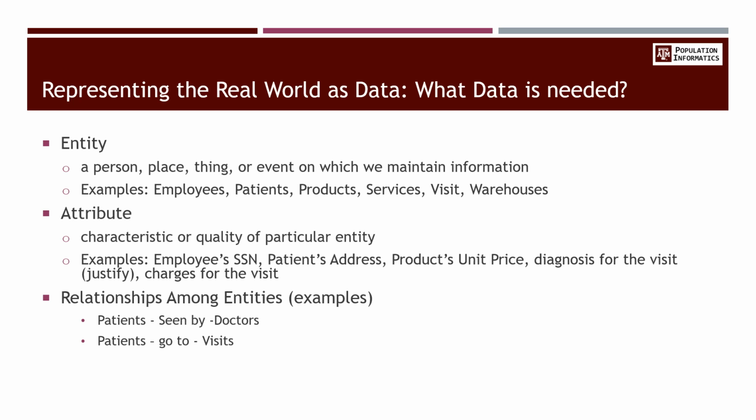Then there are the attributes about these entities that we would like to store information on. These would be characteristics or qualities of particular entities. For example, employee social security number, patient's address, product unit price, diagnosis of the visit to justify the claim, or charges for the visit. Finally, you would like to store the information on relationships among these entities. For example, certain patients are seen by certain doctors.